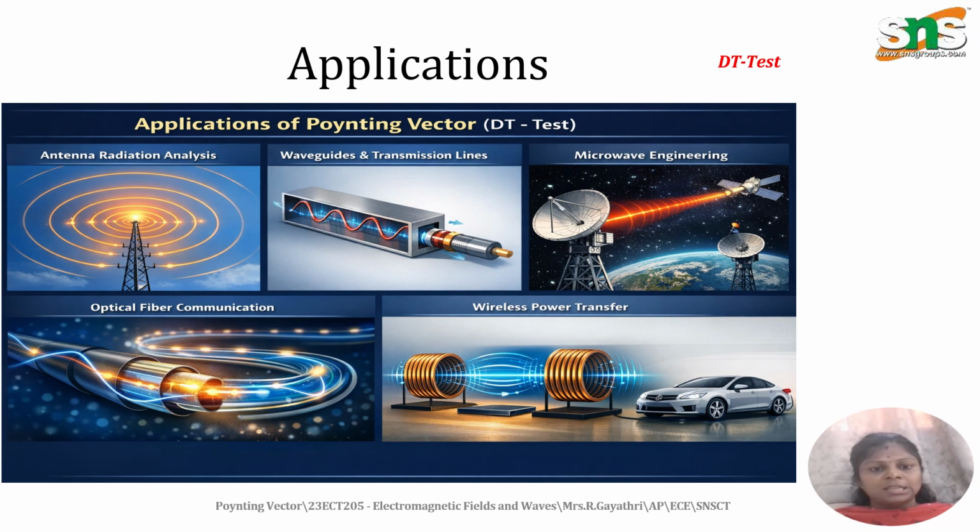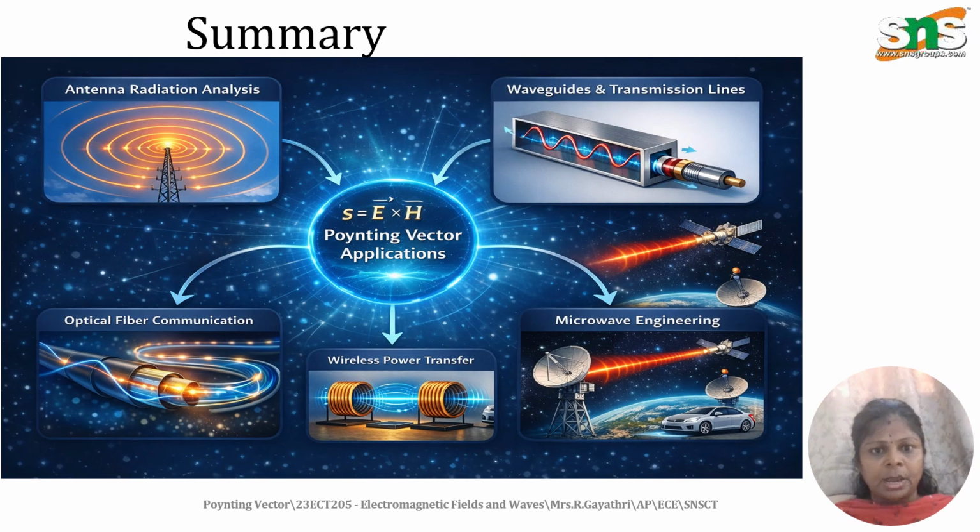Antenna radiation analysis: there are many types of antennas, in particular horn antenna, patch antenna, and parabolic dish antennas. How the radiation is emitted from one type of antenna for sender and receiver is calculated with the help of this Poynting vector.